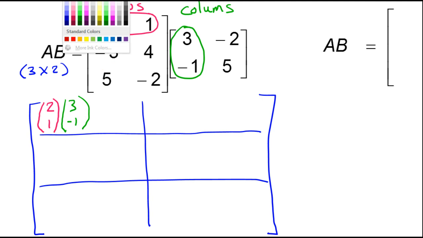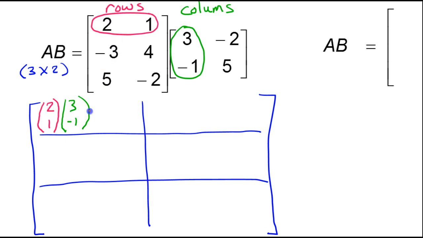Okay, so let's do that. If I multiply these together, this is going to be 2 times 3. So that's going to give me 6. And then 1 times negative 1 is negative 1. And then what I do is I take the sum of these. So if I take these and add them up, I'm going to get 5.